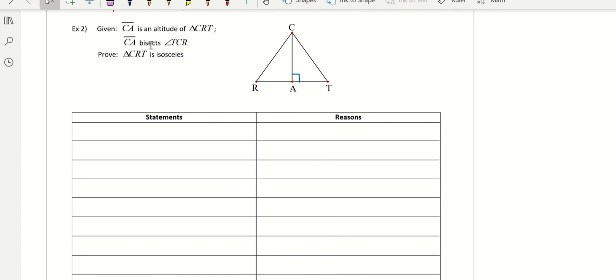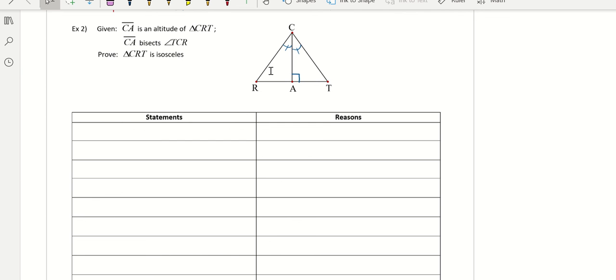I also am told that CA bisects angle TCR. Okay, well here's CA again. TCR has been bisected, which means RCA is congruent to TCA.